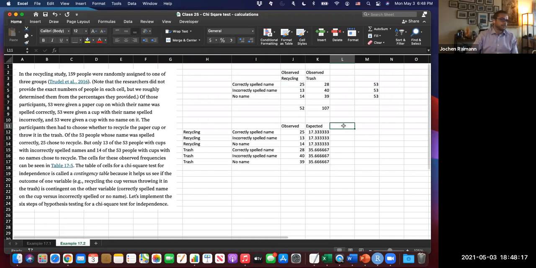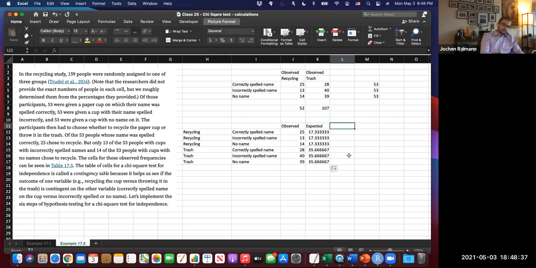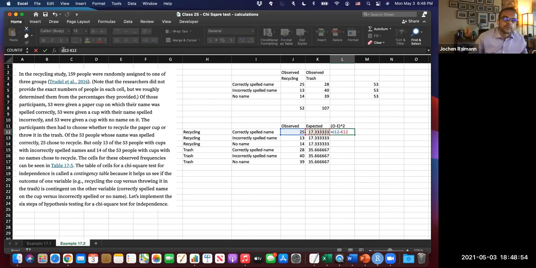So what are we doing now? We're doing the same as with the goodness of fit. We're calculating a difference between observed and expected. And this difference essentially is now in the next step squared. So we do O minus E squared, which is observed minus expected. And don't forget the brackets in case you ever do that by hand.